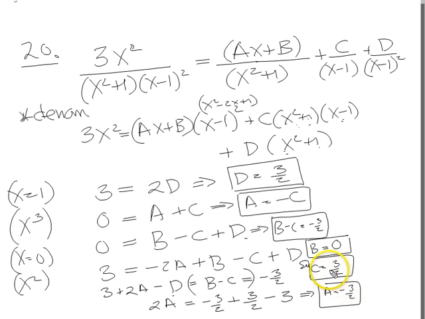So there we are then. A, b, c, and d all done. All seems to be 3 over 2 flying around everywhere there. So there we are. That's number 20 done.